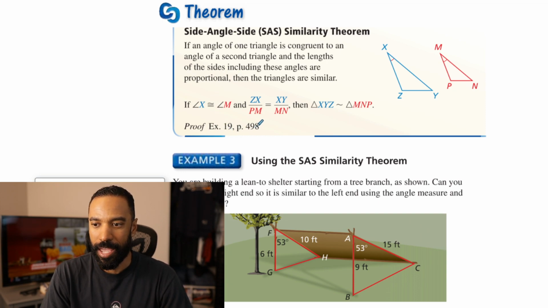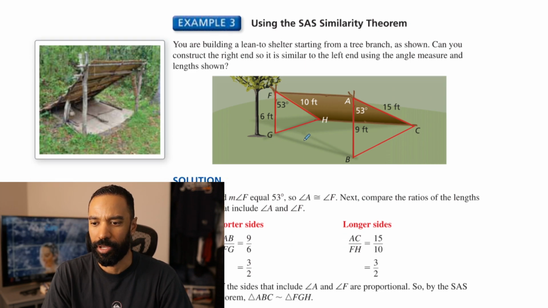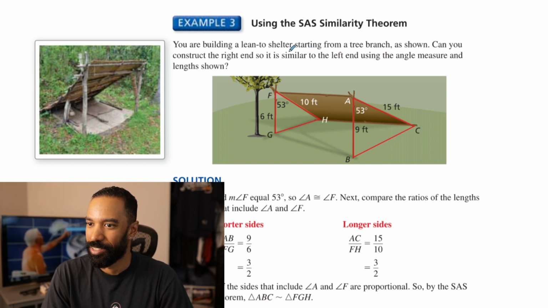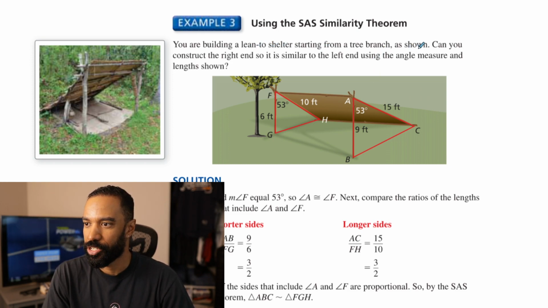There's a proof on another page. I don't know if it's part of our notes or something we'll have to do. So let's use this theorem, look at this probably last example, and then we'll move forward. You're building a lean-to, I thought this was like a bike ramp. You're building a lean-to shelter, starting from a tree branch, as shown.